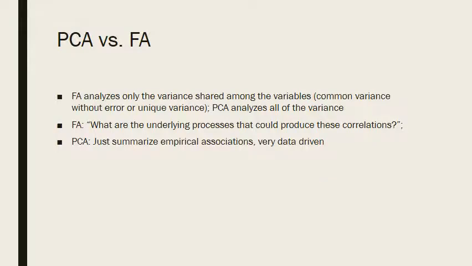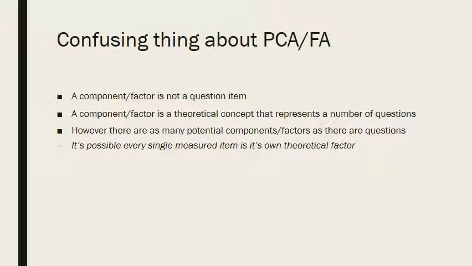Some unobservable thing. The confusing thing about PCA and FA, and this is really important because people often get confused about it, is that each component or factor is not a question. A component or factor is a theoretical concept that represents a number of questions. However, there are as many possible components or factors as questions. So when I create my questionnaire, I think I'm measuring one thing, but it's possible that every single question is actually measuring something different, because we never really know.